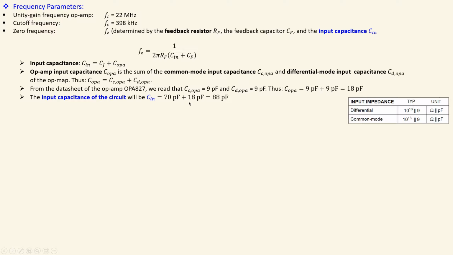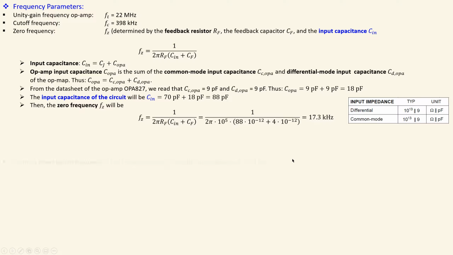So the input capacitor will be then 70 picofarads from the junction capacitor of the photodiode. I have 18 picofarads due to that operational amplifier. I have then 88 picofarads in total. Okay, then the zero frequency can be calculated now using the values here, the RF we have now, and also the C-in and also the CF, and this is then 17.3 kilohertz.